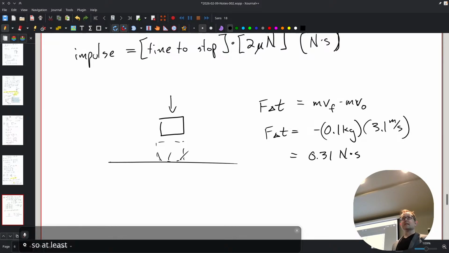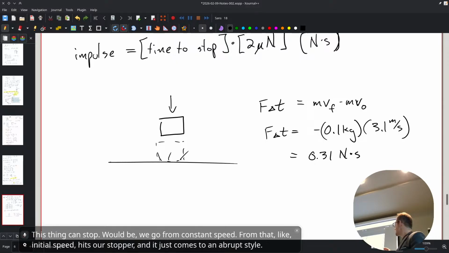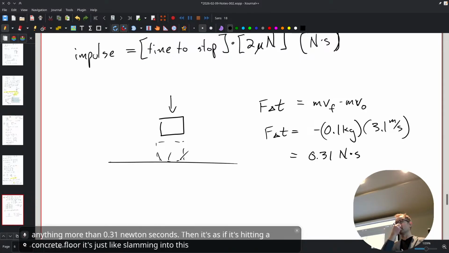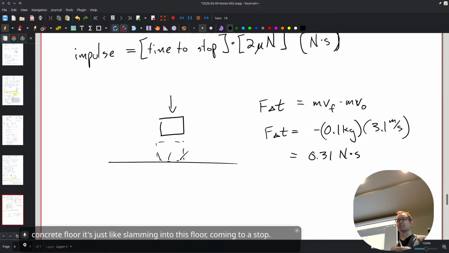So at least the upper limit of how fast this thing can stop would be: we go from a constant initial speed, hit our stopper, and it comes to an abrupt stop. If it's anything more than 0.31 Newton seconds, then it's as if it's hitting a concrete floor, just slamming into the floor and coming to a stop.